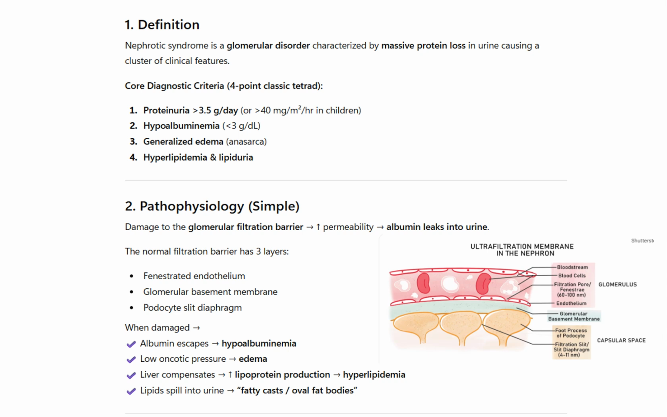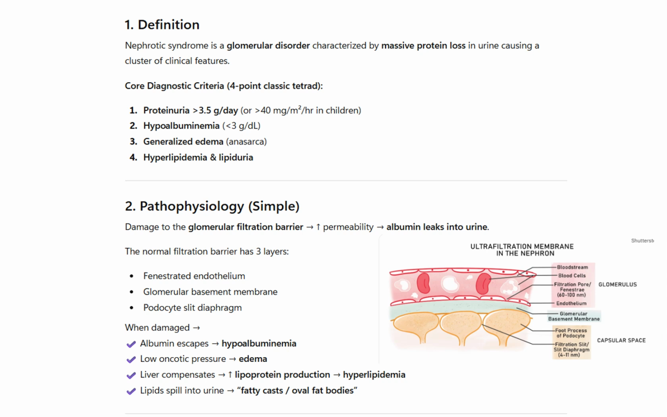To understand nephrotic syndrome, we need to briefly review the normal glomerular filtration barrier. This barrier has three layers. Number 1, the fenestrated endothelium. Number 2, the glomerular basement membrane. And number 3, the podocyte slit diaphragm. Together, these structures selectively prevent large molecules, such as albumin, from passing into the urine. Damage to any of these layers can result in protein leakage.